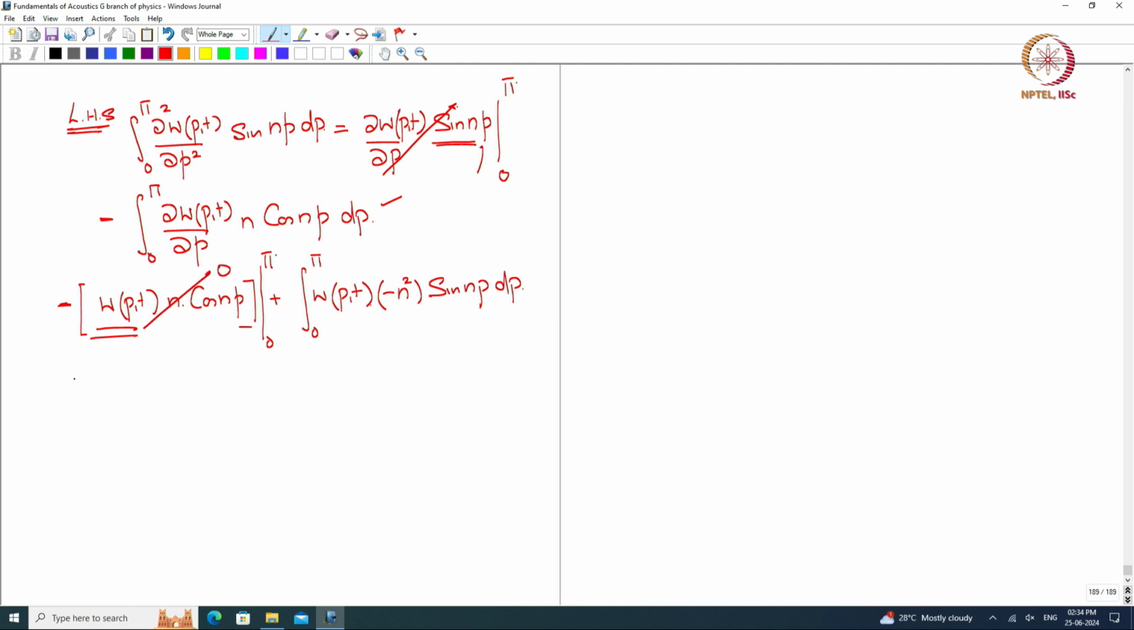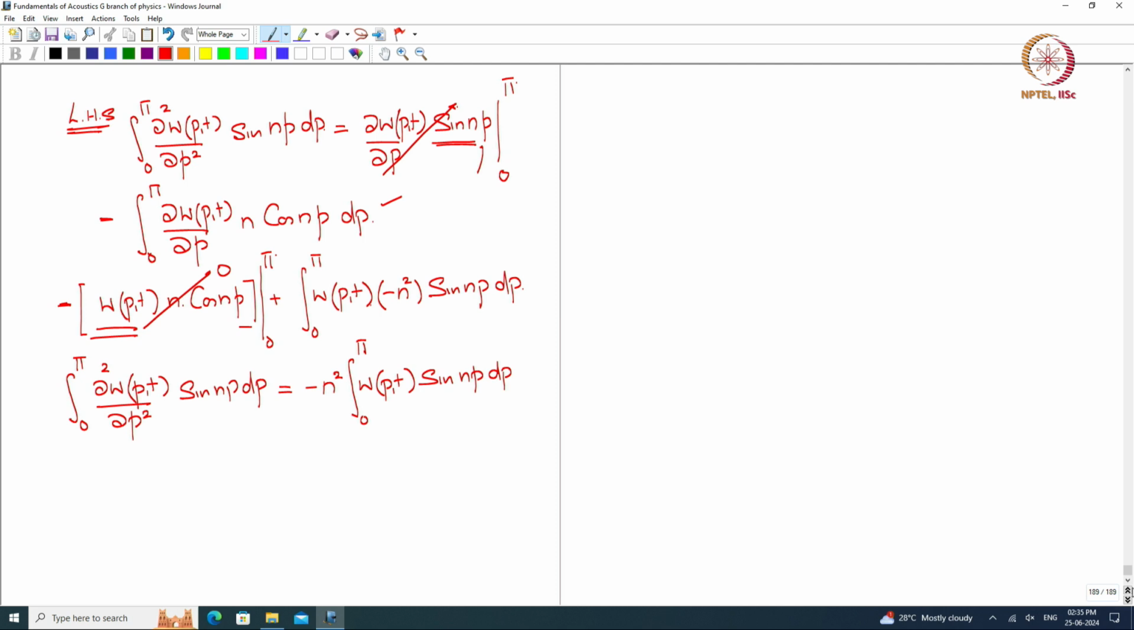So now what we have is the integral from 0 to pi of del 2 w of p comma t by del p square, times sine np dp, is equal to minus n square times the integral from 0 to pi of w of p comma t sine np dp. Okay, so this is the left hand side term. So now what do we have?